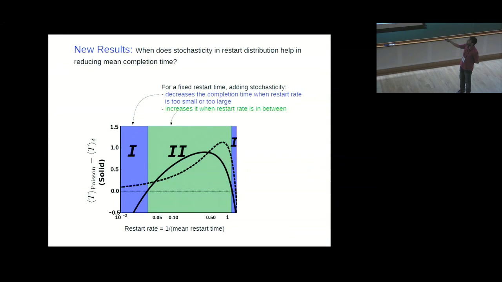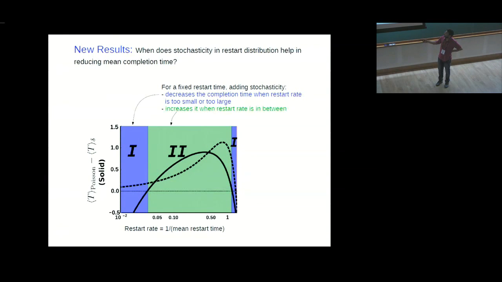So one of the things is, if you are forced to work at a certain restart rate, that is at a certain mean restarting time, what happens if you do a deterministic restart process compared to a stochastic restart process? Does stochasticity ever help, or does it always hinder or make the mean completion time worse? So what I'm plotting here, forget the dashed line, this solid line is the difference between the mean completion time for a Poisson restart versus a deterministic restart.